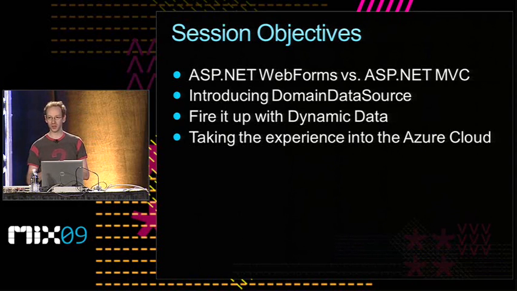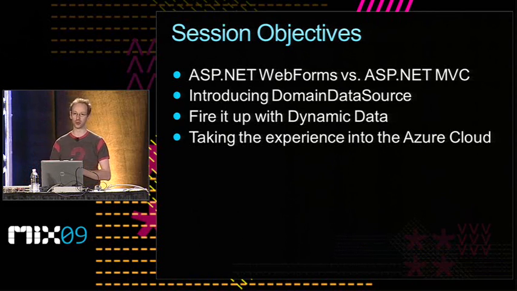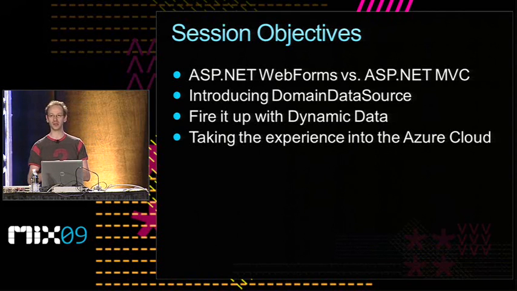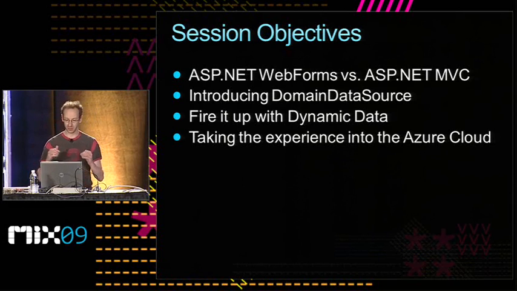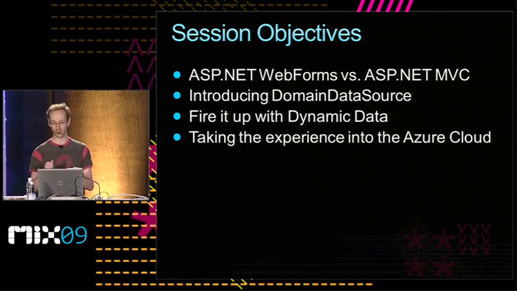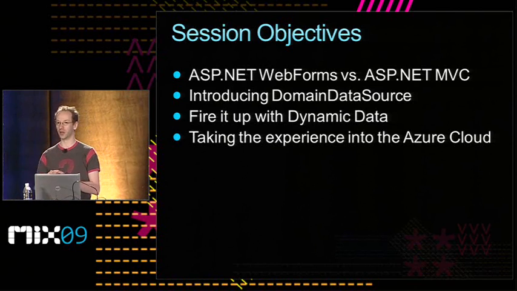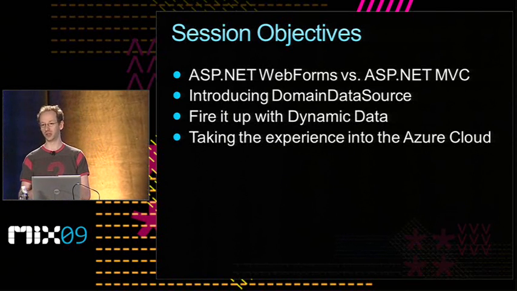So more specifically, this talk is about the data aspect of ASP.NET. And one of the big new things I'm going to talk about is a new data source we're introducing that we're calling the domain data source. And then I will also look at how it ties in with dynamic data, which is a feature that we first released with 3.5 SP1. How many of you have played with dynamic data? A few of you. OK. And finally, I'll take a look at how we can take both dynamic data and this domain data source into an Azure cloud environment and do some pretty interesting things with that.